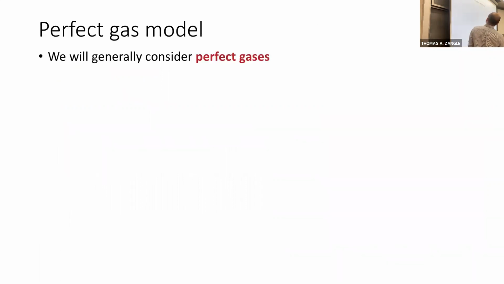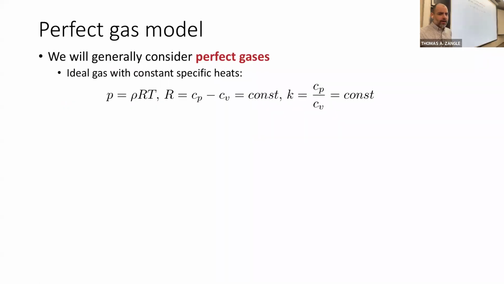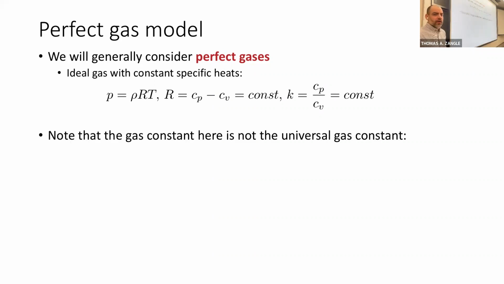Okay, so we're generally going to consider perfect gases. So it's an ideal gas, by which we mean an ideal gas with constant specific heats. So we're going to say P is equal to rho RT, where R is Cp minus Cv, which is a constant, and K is also going to be a constant. So for air, K is going to be 1.4, and we're just going to leave it there.